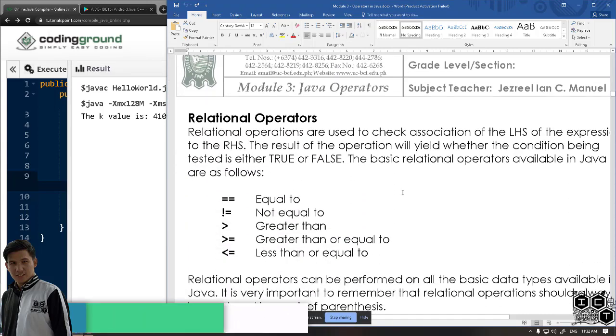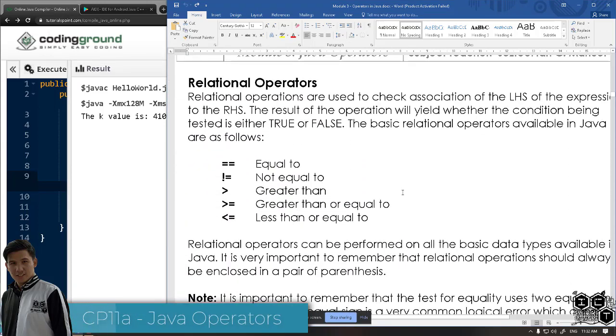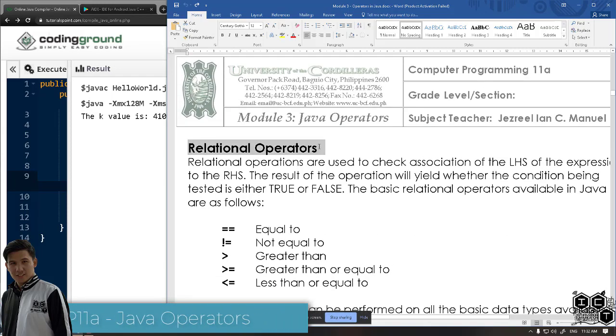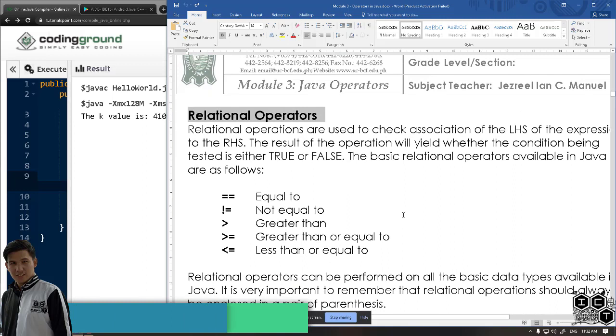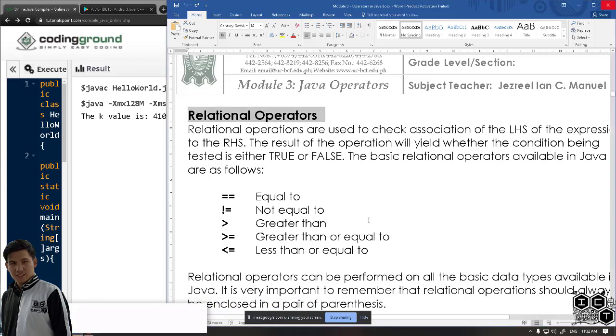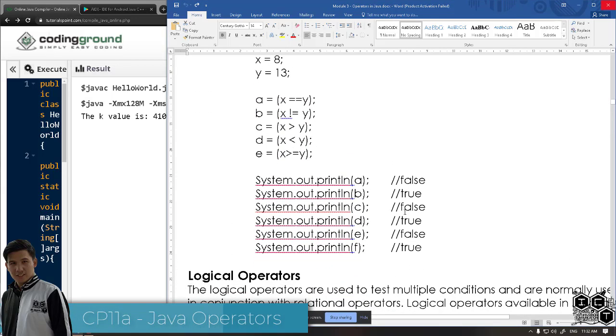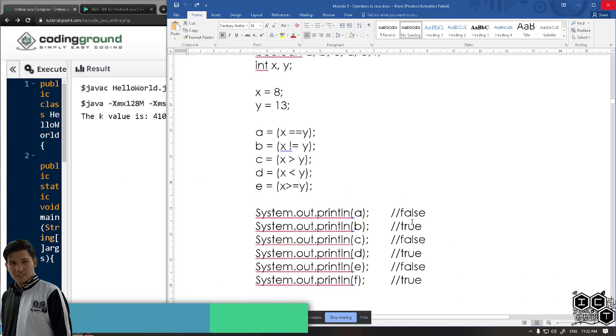Okay? Let's proceed. Relational operators. Ito yung gagamitin natin sa mga conditional statements natin, in which I want you guys to understand this. Now, relational operators can only result into two values, true or false. Remember that. Okay? Now, ginagamit kasi ang relational operators sa part natin ng conditions. For example, ito.